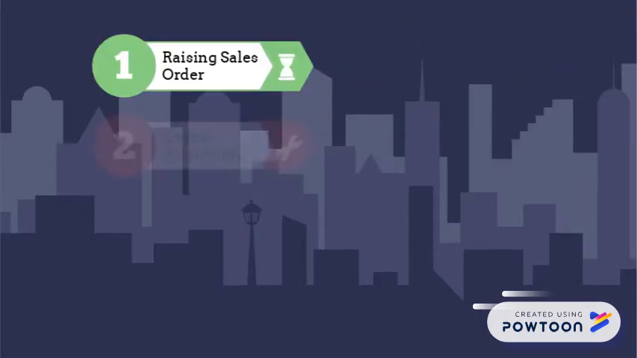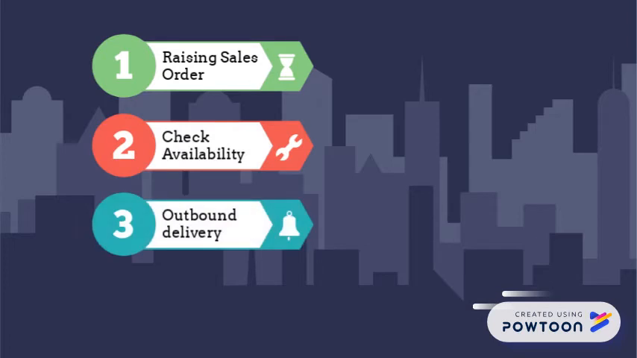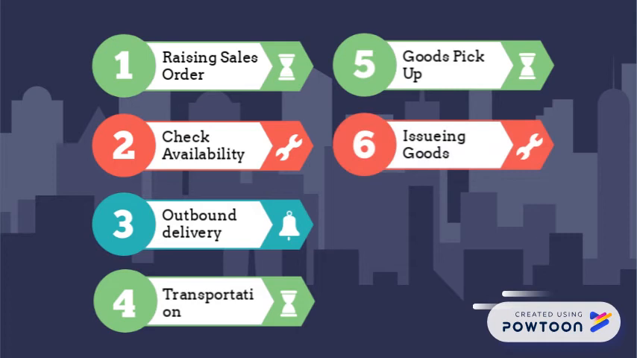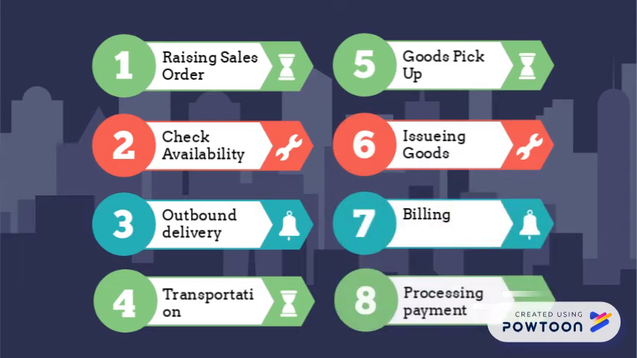So guys, the 8 steps in the SD process is first we raise the sales order, we check the availability, then there's outbound delivery and the transportation. Next there's goods pickup, we issue the goods, we bill, and we process the payment to get that money.